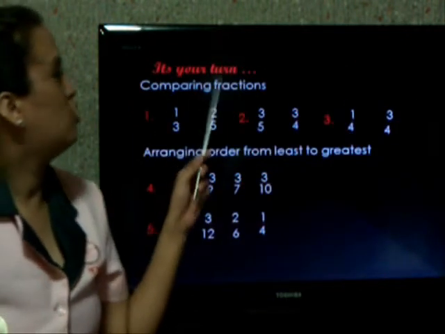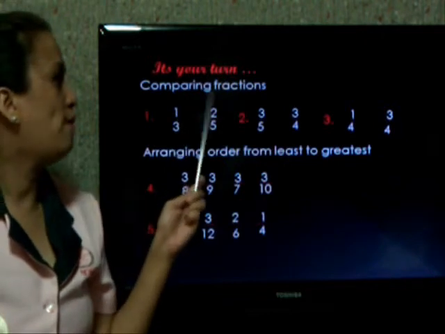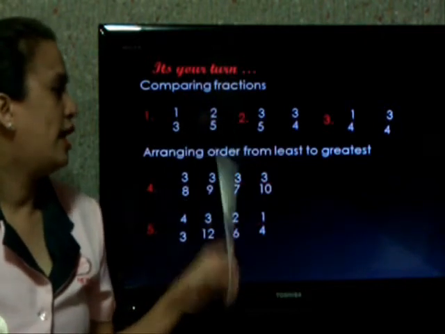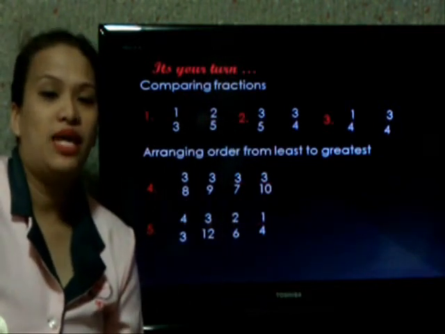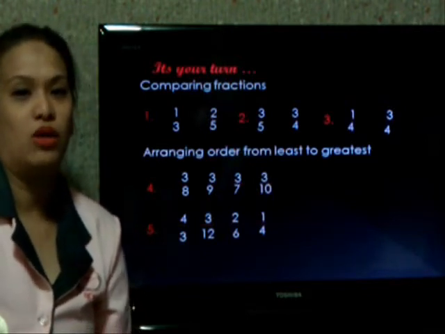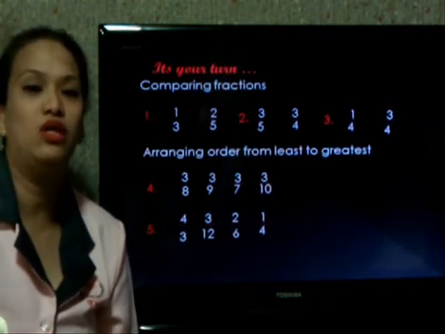So, it's your turn. You need to compare these fractions. And I want you to copy this and answer this in your math notebook. This would be the proof that you did your homework.